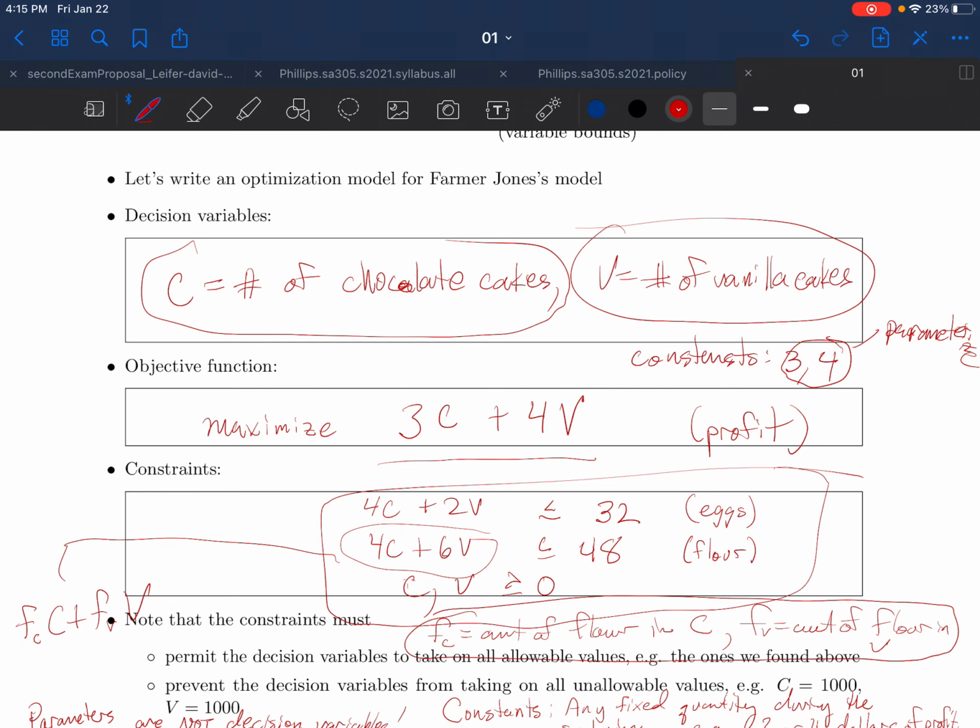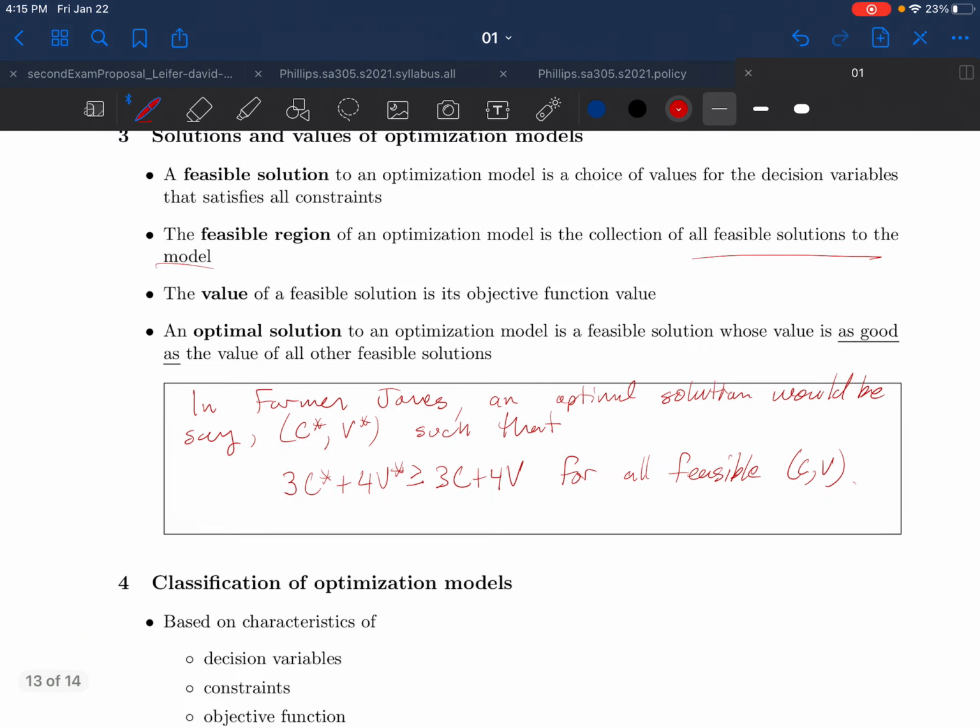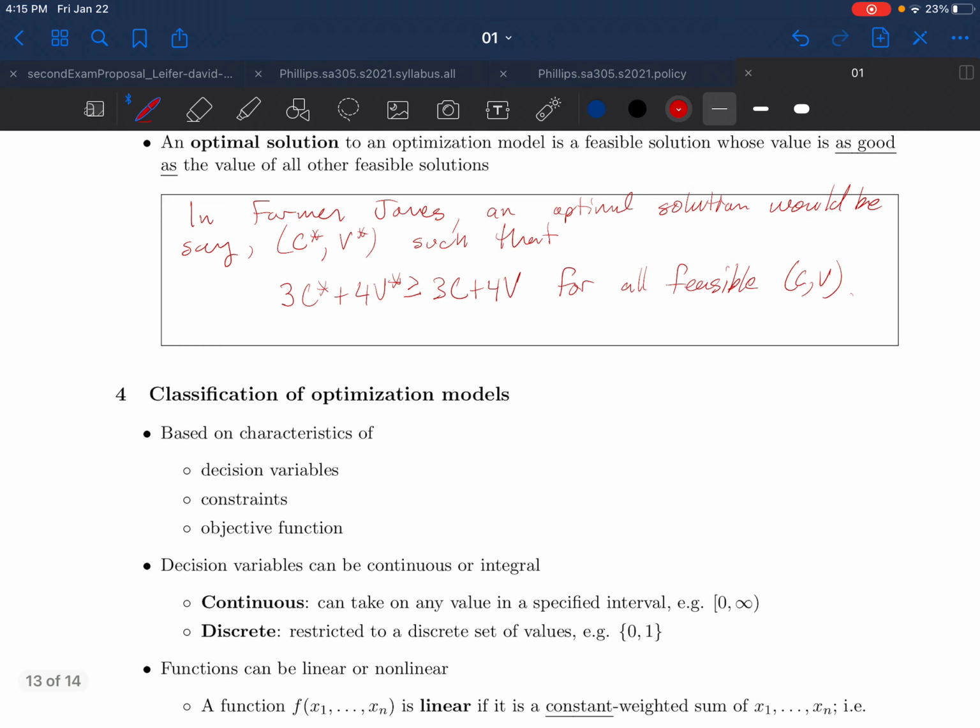Okay. Note that it is not true that you can say that such an optimal solution would be unique. There could be others.